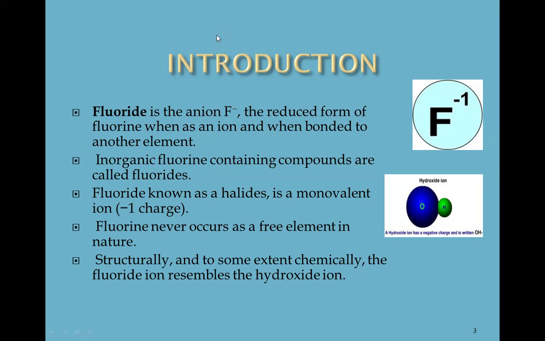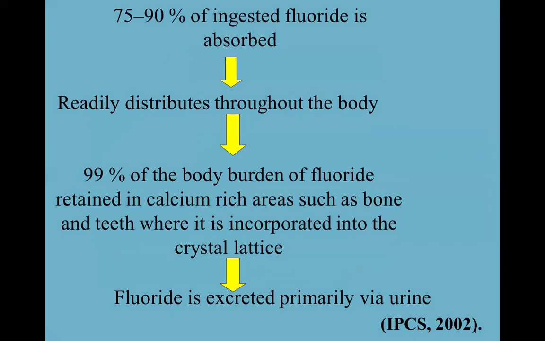Structurally, and to some extent chemically, the fluoride ion resembles the hydroxide ion. 75 to 90% of the ingested fluoride is absorbed and readily distributed through the body. 99% of the body burden of fluoride is retained in the calcium-rich areas, such as bone and the teeth, where it is incorporated into the crystal lattice. Fluoride is excreted primarily by urine.